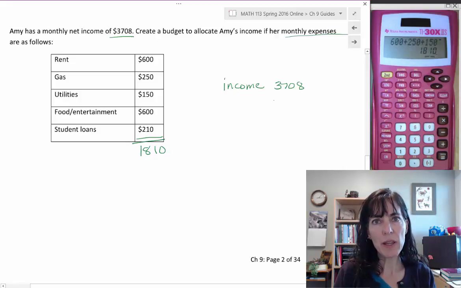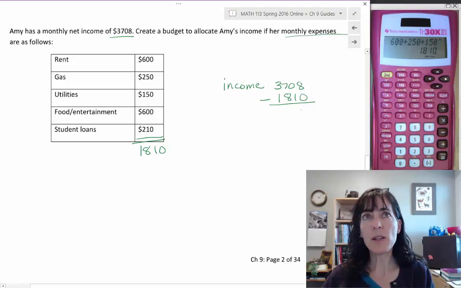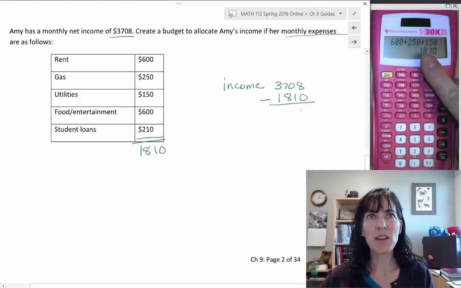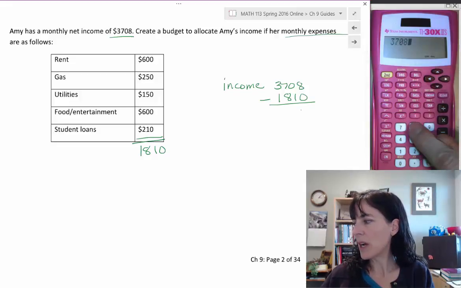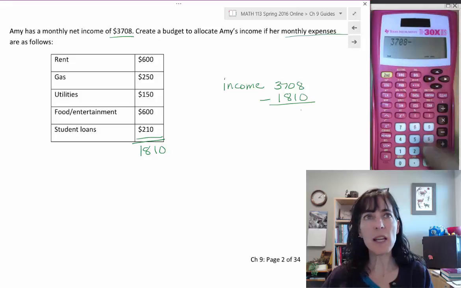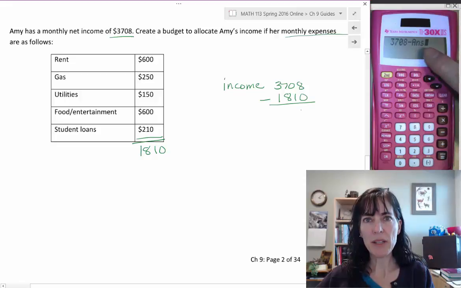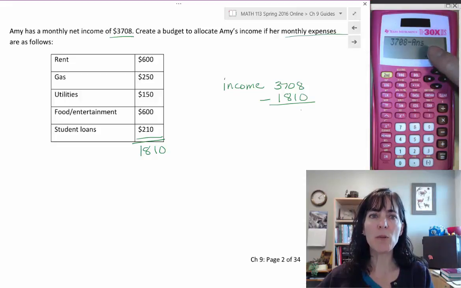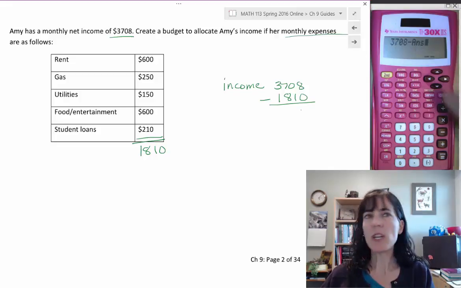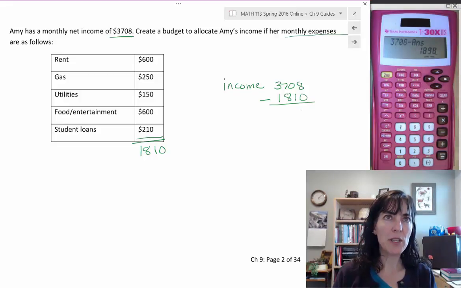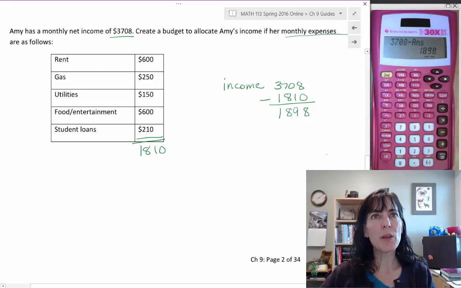Since we know that her income is $3,708, we can take away these expenses that she knows about. Let me show you real quick on my calculator. Since the 1810 is sitting there on my calculator, then what I'm going to do is the 3708 minus, and then I'll do second and this negative sign, and that'll give me answer showing on my calculator. And what that means is that it's going to take the previous value that was found as an answer, and then I'll push equals, and I get $1,898. So with $1,898, that's how much money she has left over.